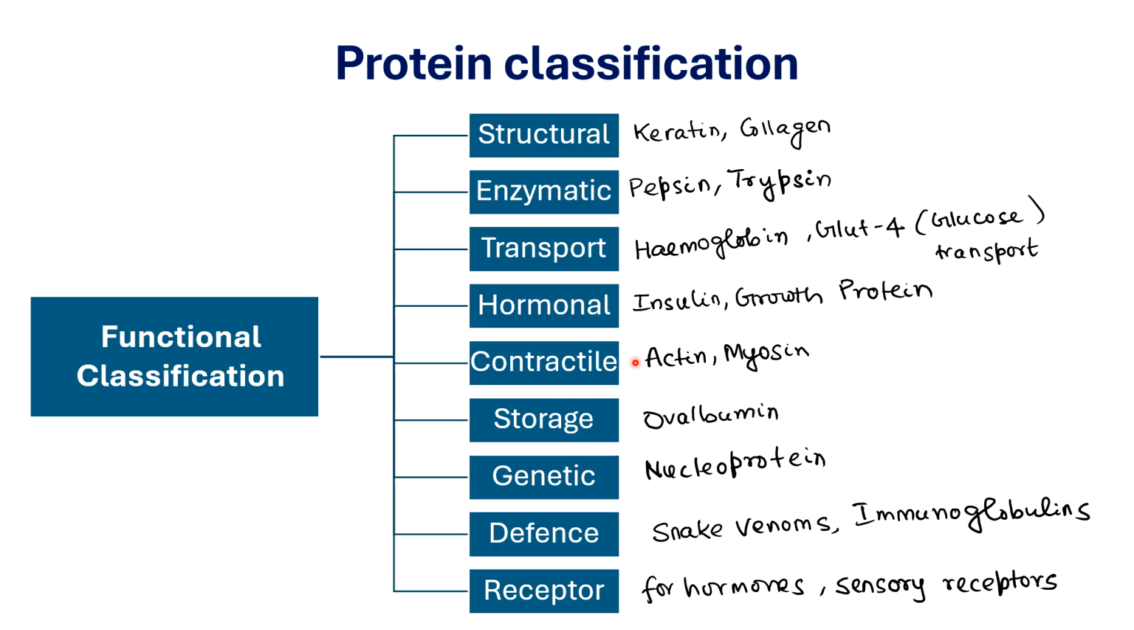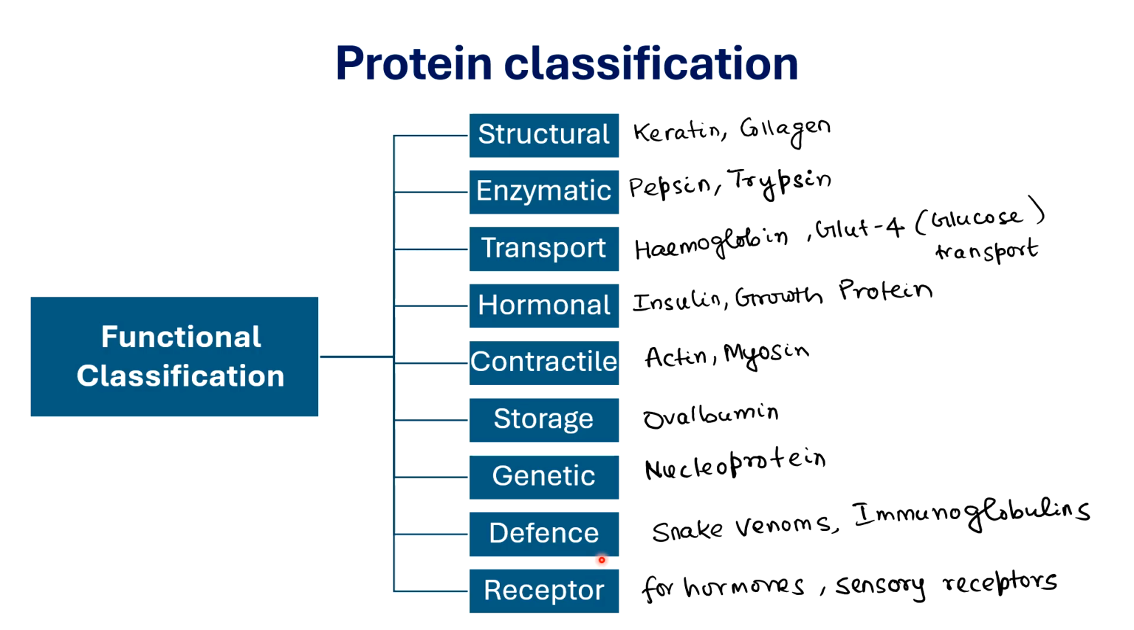Then we have some proteins which help in contraction and relaxation. Examples are actin and myosin, which are found in our muscles. Then we have proteins which help in storage. Example is ovalbumin, which is present in eggs. Next we have genetic proteins, which are present in your nucleoprotein. Then we have some proteins which are responsible for defense. Example, your antibodies and your snake venoms.